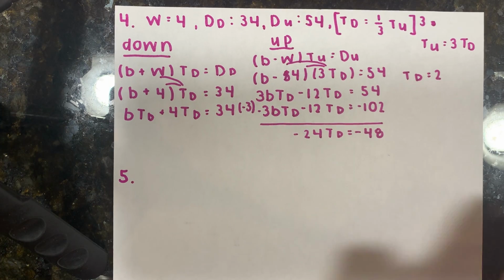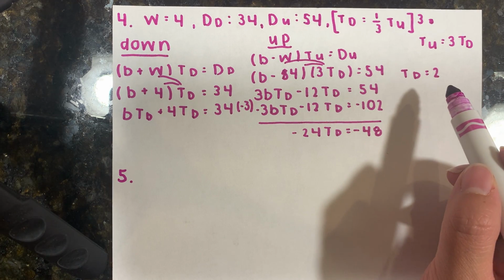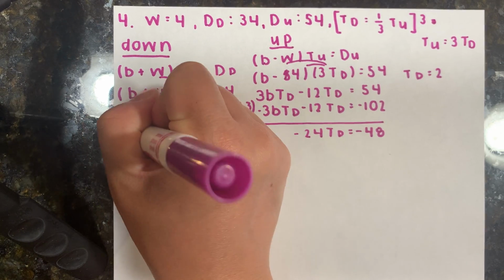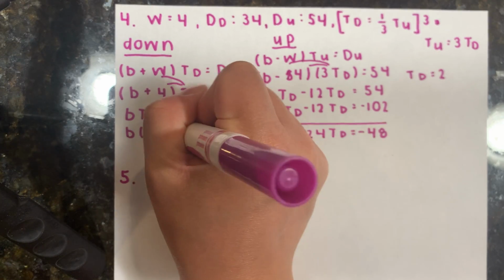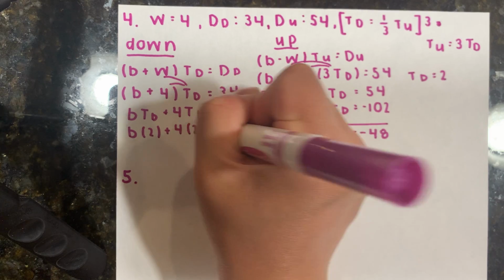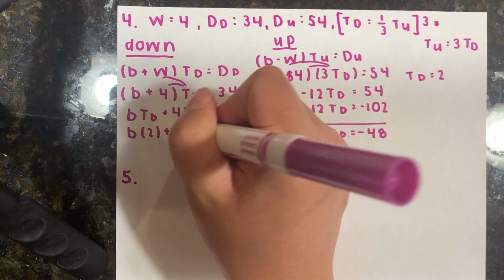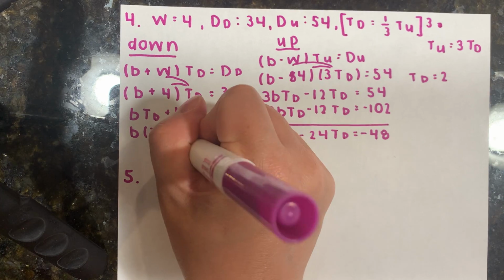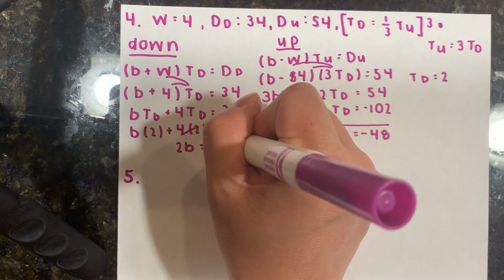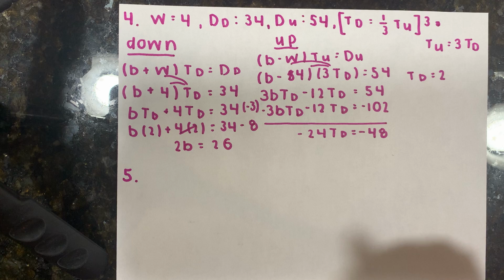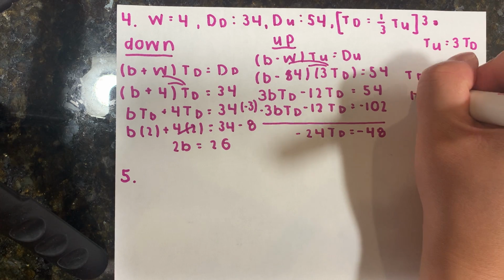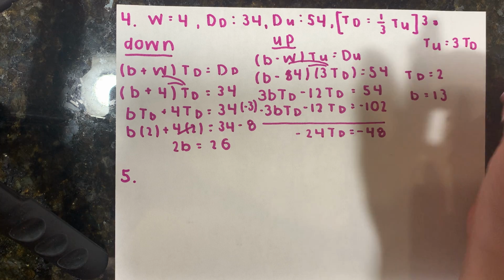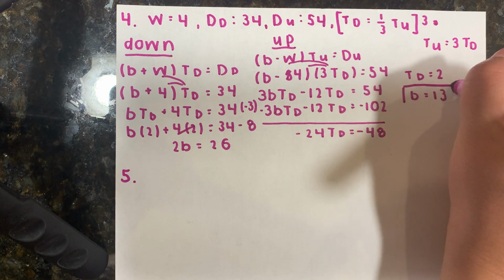So now to solve for B, I'm going to take that and plug it in to here. So that'd be B times 2 plus 4 times 2 equals 34. So if I subtract 8, I would get 2B equals 26. So therefore B is equal to 13. That would be the speed of the boat, equal to 13.